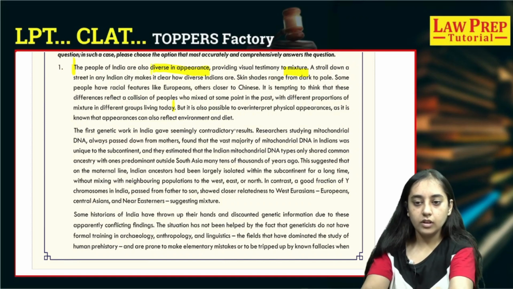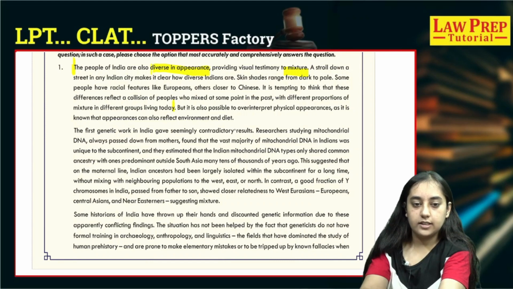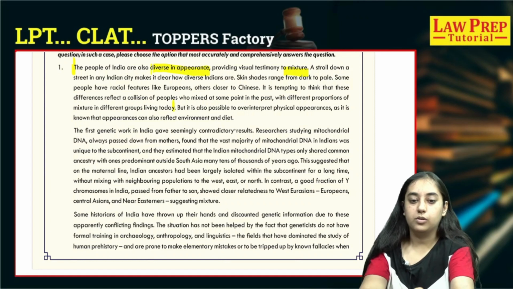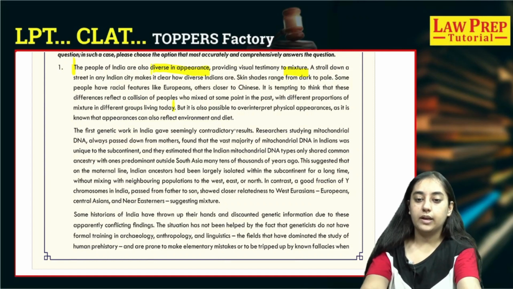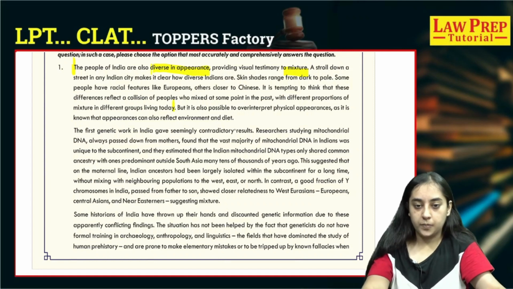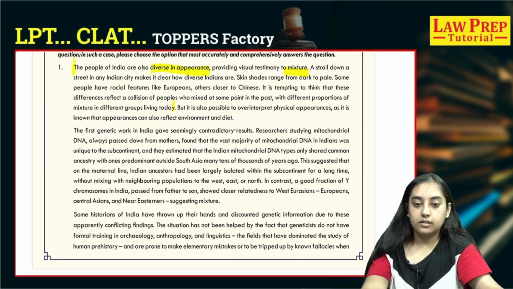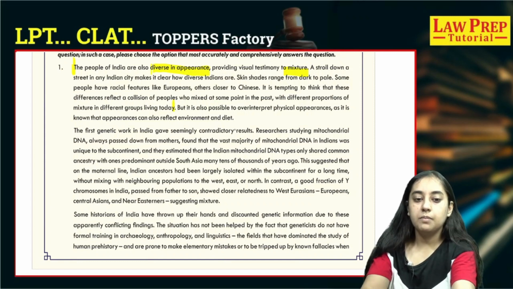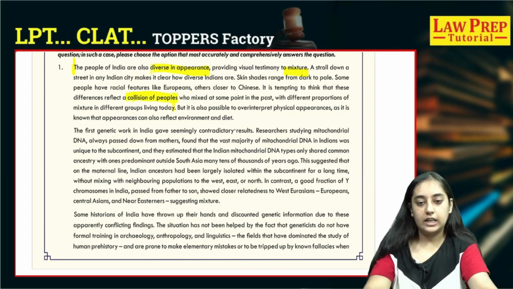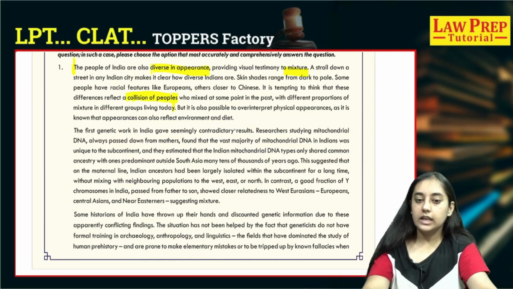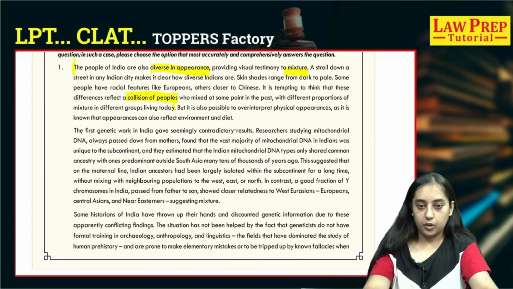So it's talking about the skin shade, that some people are very dark, some are very light, some look like Europeans, some look like Chinese. So this diversity in appearance makes us think that some collision of peoples must have taken place at some point or the other in the past. So people must have mixed in the past. That is why this diverse appearance is there in India.